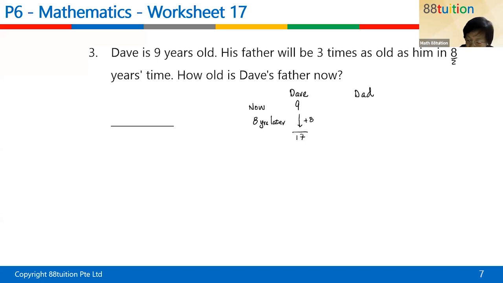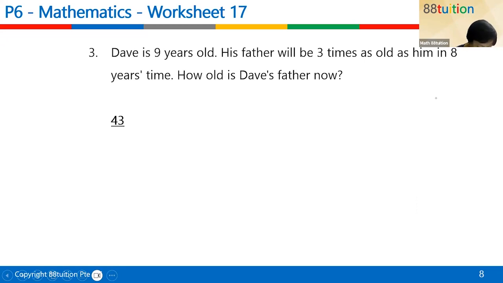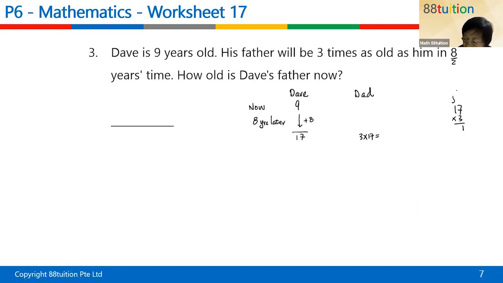Then he said the dad will be 3 times as old as him. So I must times 3. I get 21. 7 times 3, so I have 51.